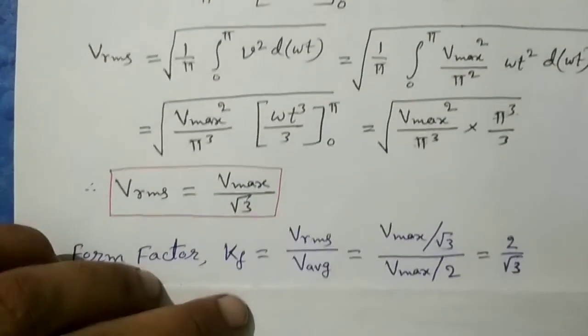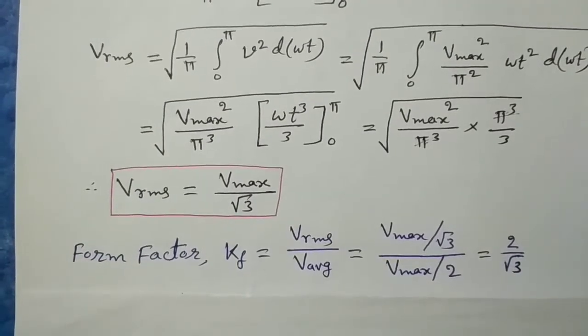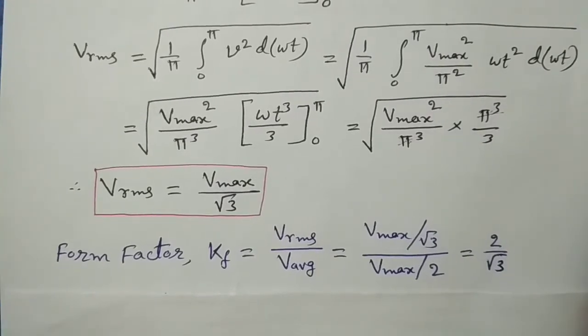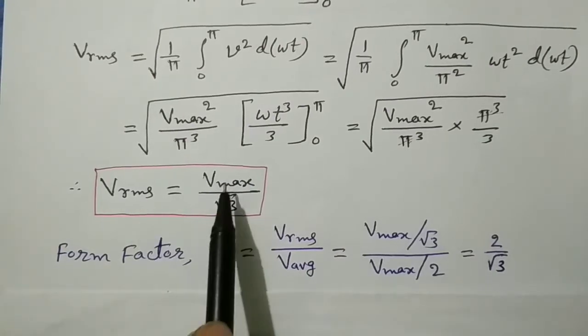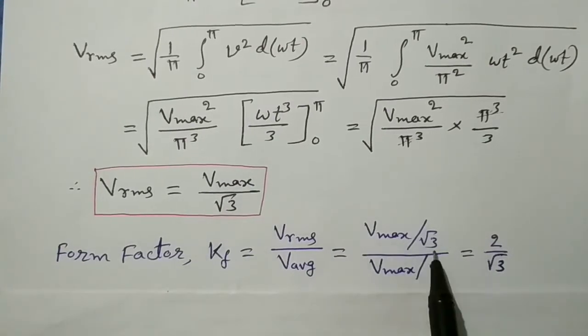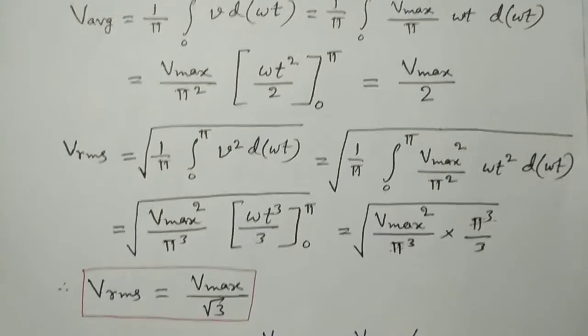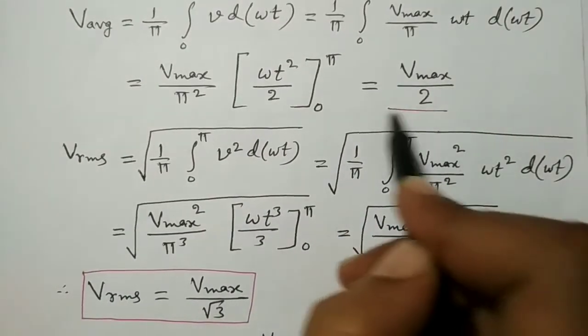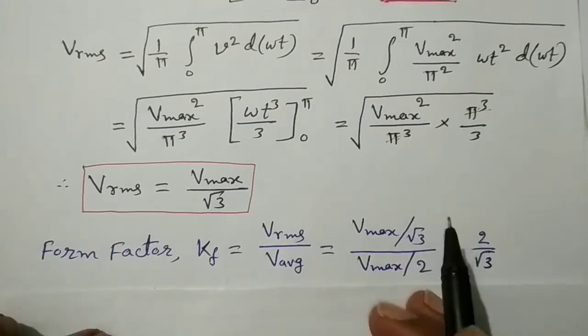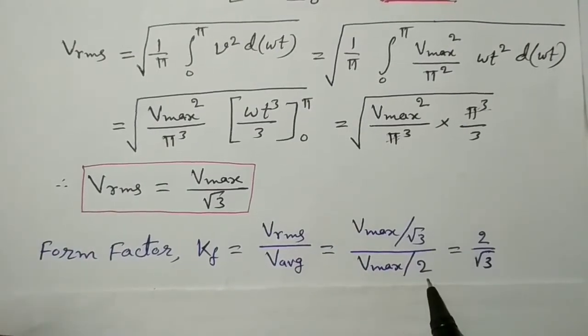Next is the form factor and the peak factor. So the form factor is the ratio of the RMS value to the average value. As we have calculated, the RMS value is Vmax upon root 3, and we have also calculated the average value, that was Vmax upon 2. So it is Vmax upon root 3 upon Vmax upon 2. So finally it will be 2 by root 3.